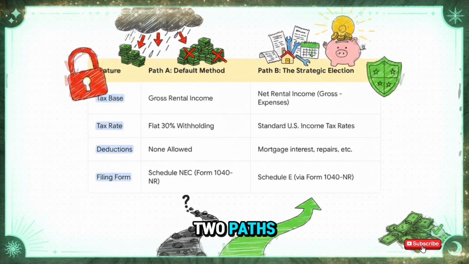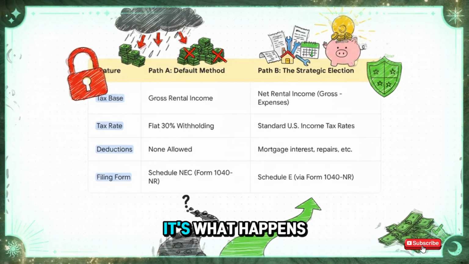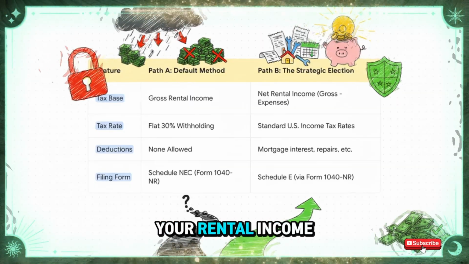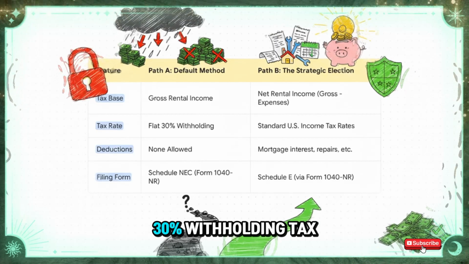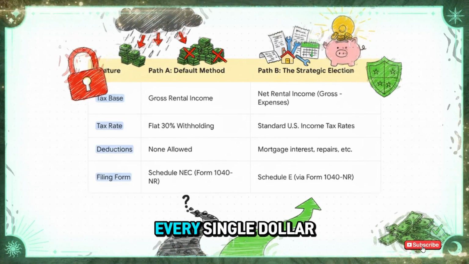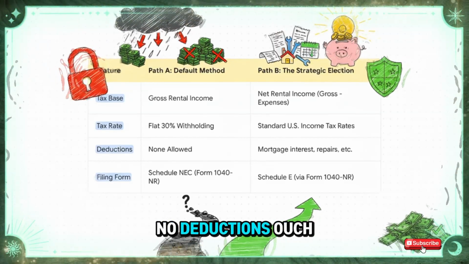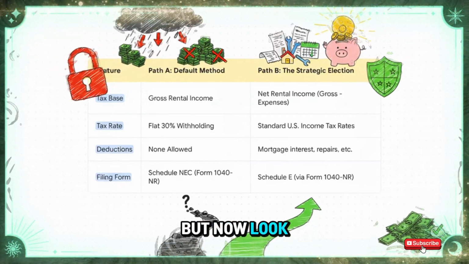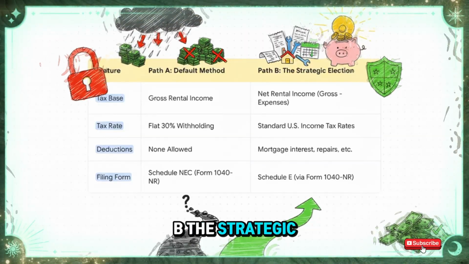You've got two paths. Path A is the default. It's what happens if you do nothing. Your rental income gets hit with a flat 30% withholding tax. And that's on your gross revenue. Every single dollar that comes in. No deductions. Ouch. But now look over at Path B, the strategic election.